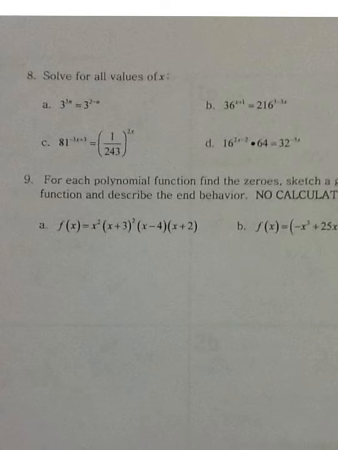Okay, so 8, we're solving the exponential equation. So what you want to do is get the same base. Once you get the same base, all you have to do is set the exponents equal to each other. Okay, so let's take a look at 8a. So that's 3 to the 3n equals 3 to the 2 minus n. So my base is already equal. They're both base 3, so that means these exponents have to be equal.